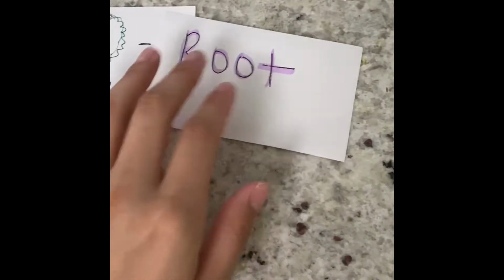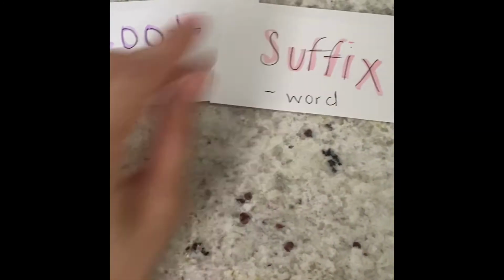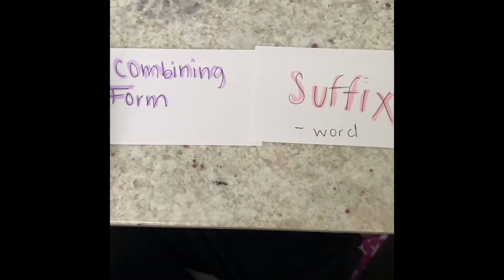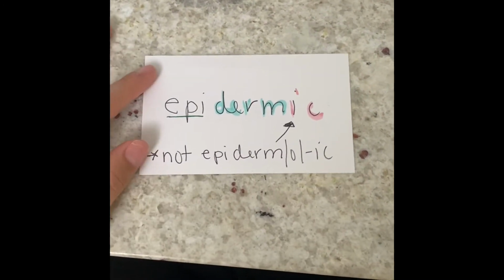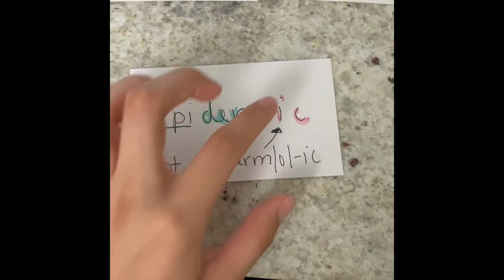Remember that the root is always in the middle and the suffix is at the end with the dash in front of the suffix. Also, do not forget that you will drop the combining vowel when the suffix begins with a vowel. Let's begin with an example of when you will drop the combining vowel when the suffix begins with a vowel. An example would be epidermic. It's not epidermoic. You would drop the O and leave it as -ic.